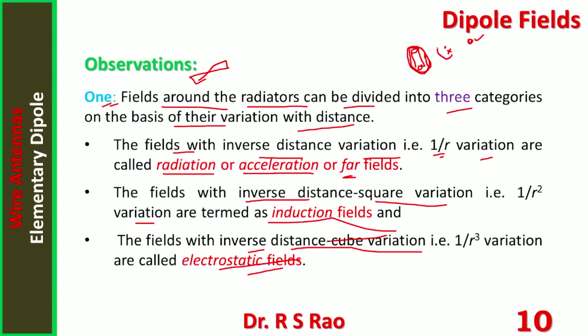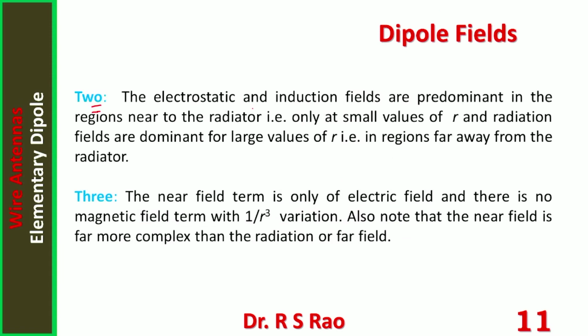In between, induction fields dominate for some distance. So near the radiator, it is electrostatic fields. Far away, it is radiation. In between, induction fields. Observation 2. The electrostatic and induction fields are predominant in the regions near to the radiator, only at small values of R, and radiation fields are dominant for large values of R in the regions far away from the radiator.